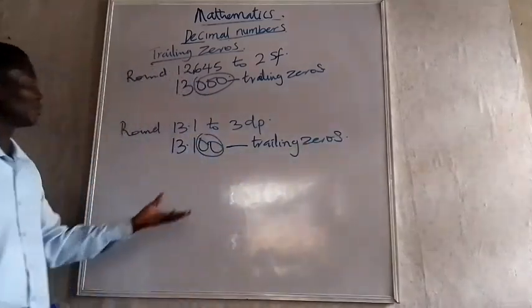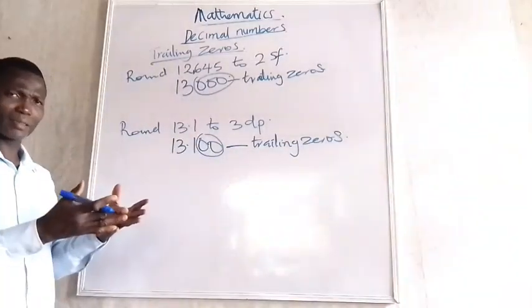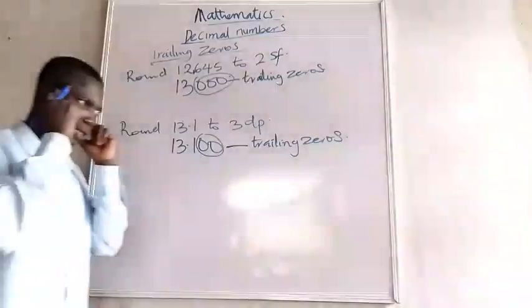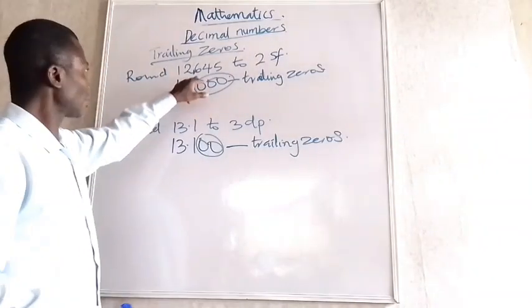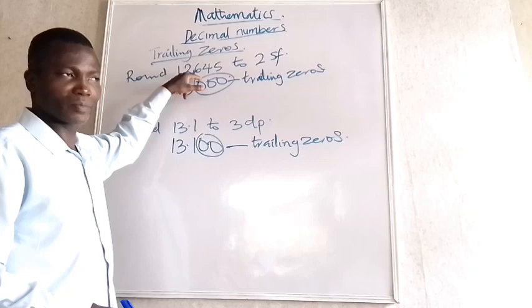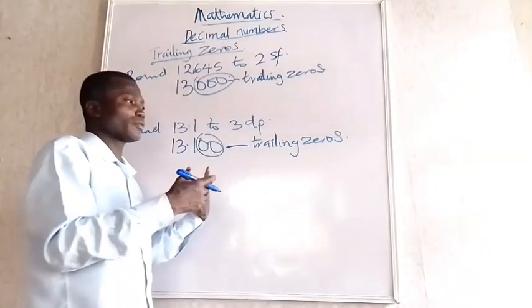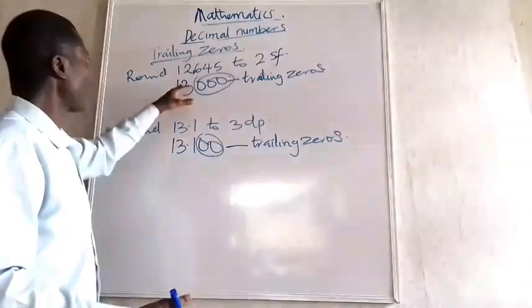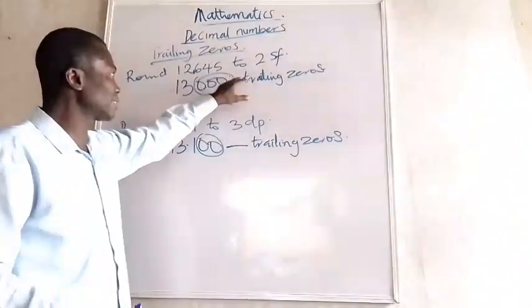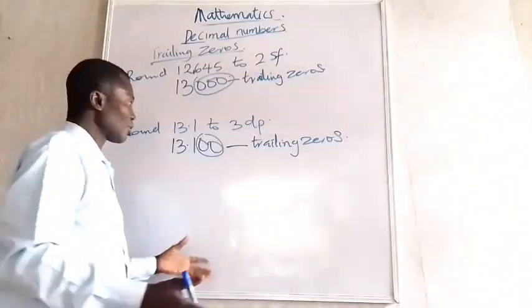You see? It did not really change the sense of the figure, but it makes us know that we are working to a certain answer. Look at this one. You cannot just write 13, because there is no point here. When you round 12,645 you cannot just say it gives you 13, it makes no sense. So for it to be sensible, we need to add these zeros. That is all about trailing zeros.